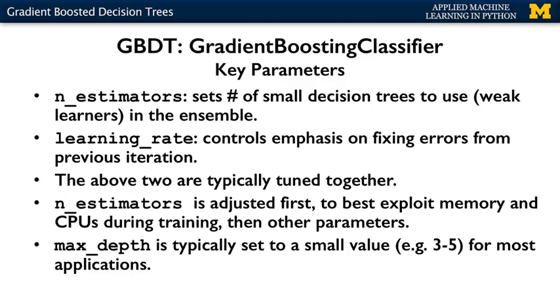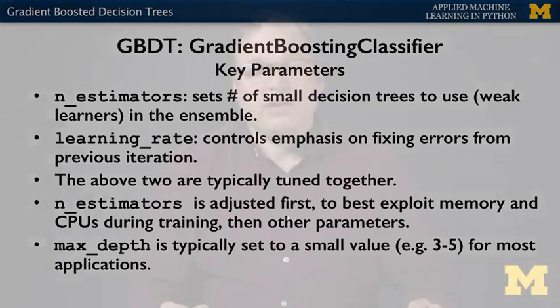The max depth parameter can also have an effect on model complexity by controlling the depth and hence the complexity of the individual trees. The gradient boosting method assumes that each tree is a weak learner, and so the max depth parameter is usually quite small, on the order of 3 to 5 for most applications.